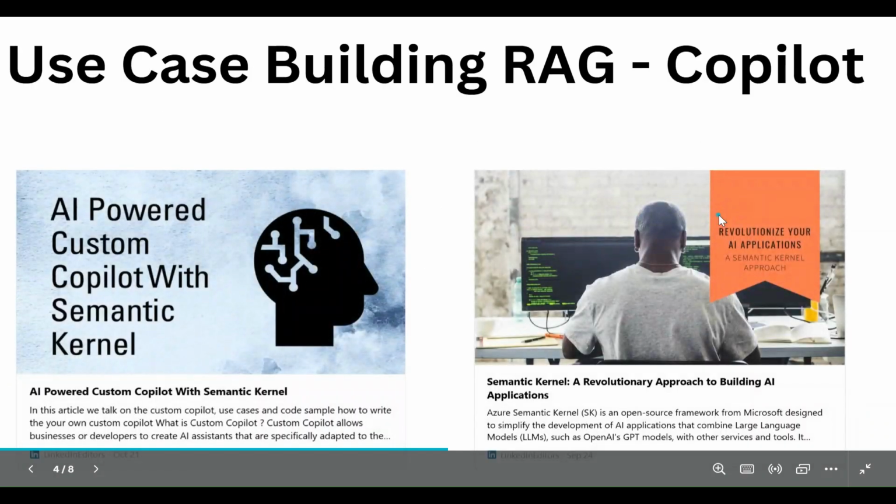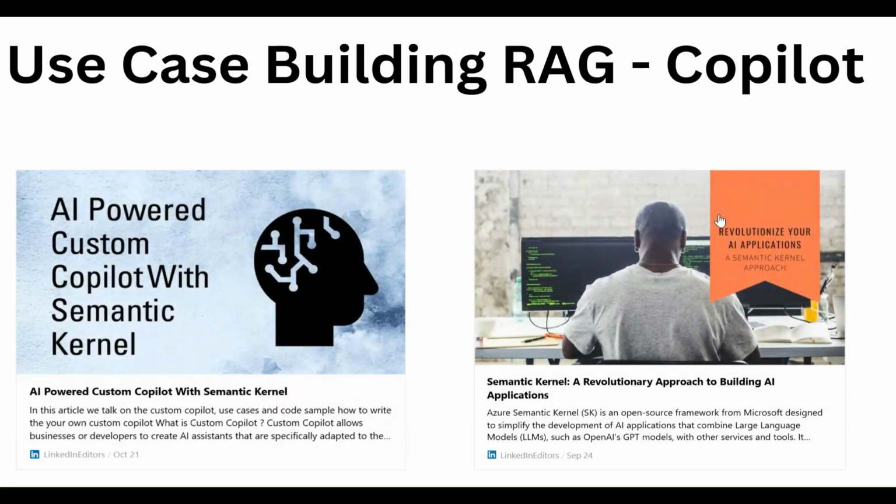So going to the next one, where we talk about the use cases for building the RAG application. These are my LinkedIn articles which I have written recently, talking about the semantic kernel, how semantic kernel can help us build Copilot based applications, how agents can be built and how powerful it is. This covers more of a theoretical perspective. Whereas the AI powered custom Copilot talks more about how we write the code, and also speaks on its architecture and the sequence of flow, right?